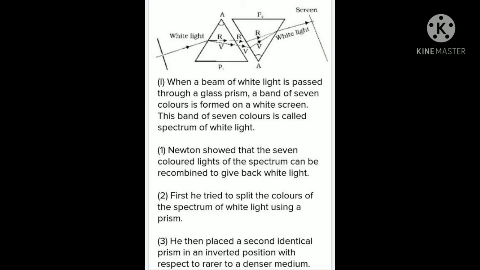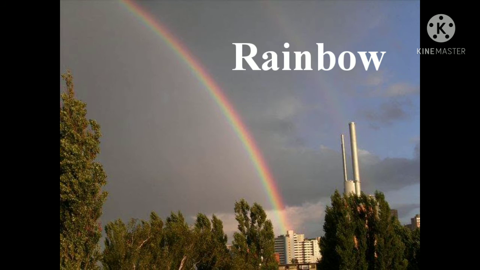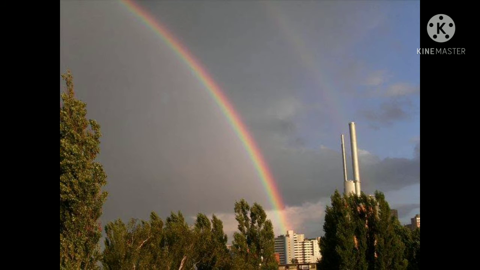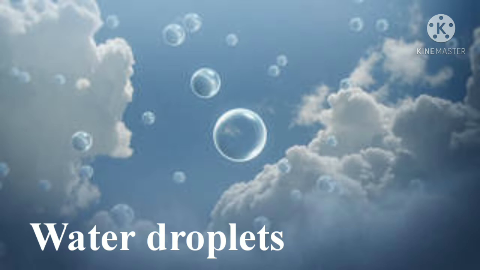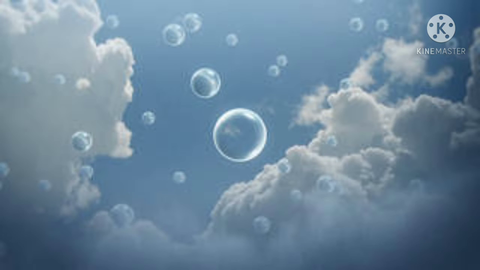Now we have always seen rainbows, but at what time do we see a rainbow? Obviously after a rain shower, isn't it? But why only after a rain shower, and not on sunny days? Because after a rain shower, some water droplets are contained in the atmosphere. And there it is caused by the dispersion of sunlight by tiny water droplets.